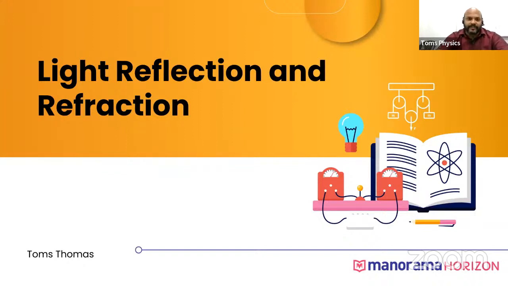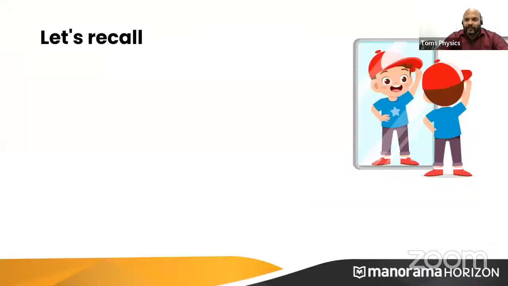So we are today discussing light reflection and refraction. Let us revise some basic concepts first. So let's recall, we have understood that light is a form of energy, right? So light is energy and it moves in straight lines.